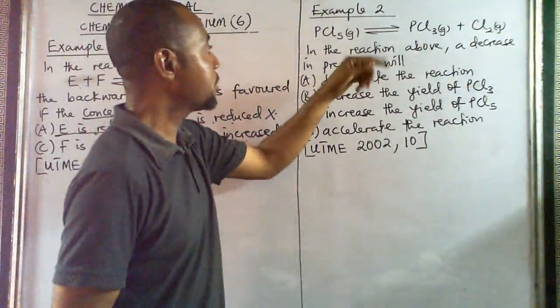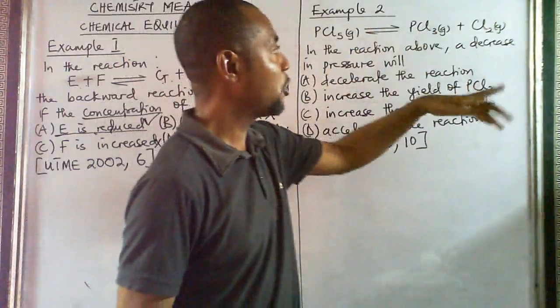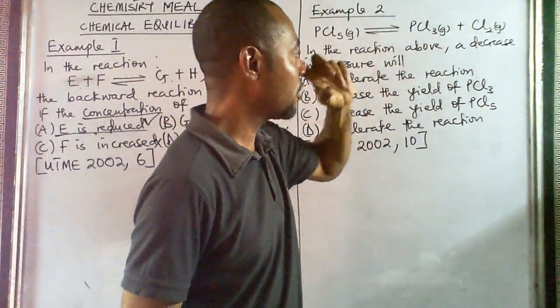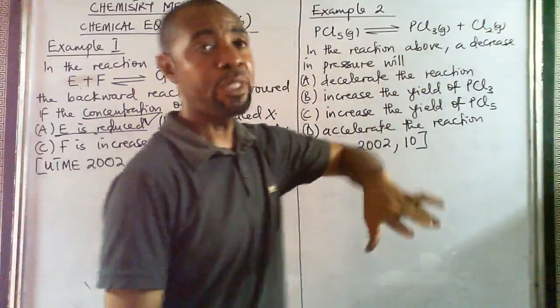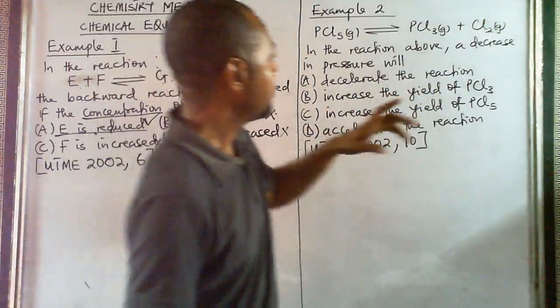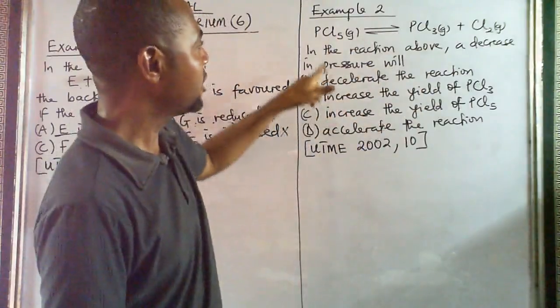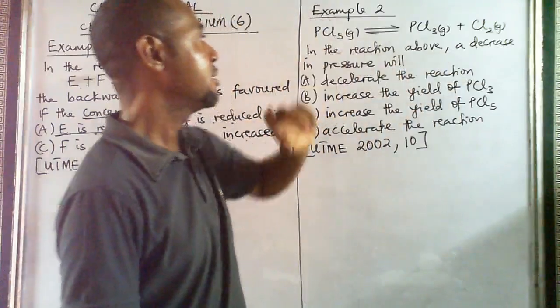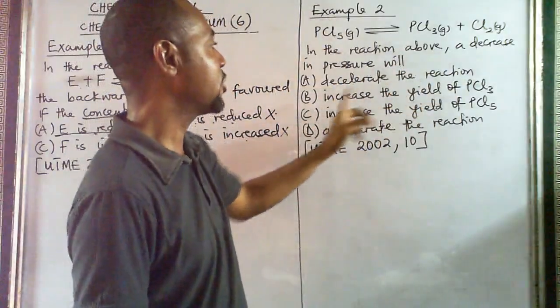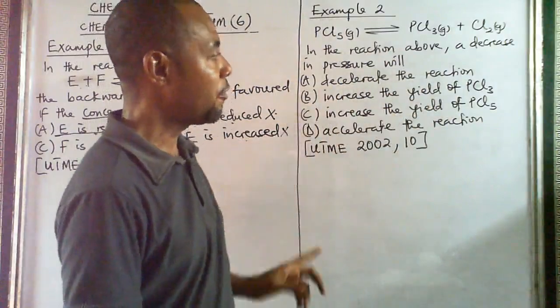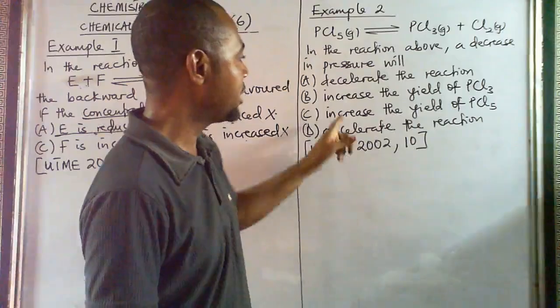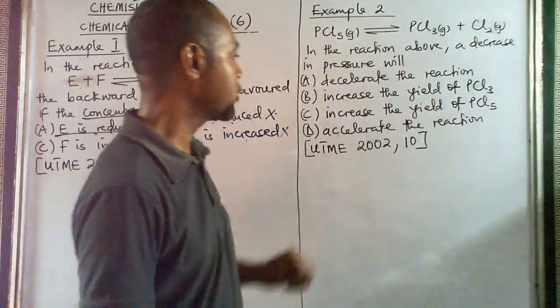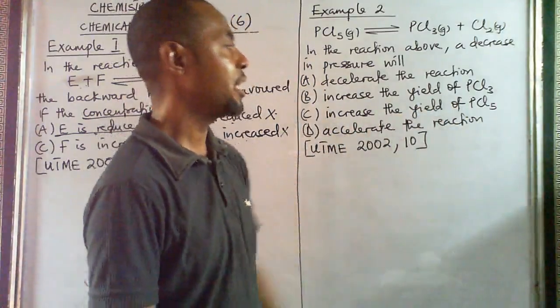We have phosphorus pentachloride decomposing to phosphorus trichloride and chlorine. So this is another equilibrium reaction. They say in the reaction above, a decrease in pressure will do what? Decelerate the reaction, increase the yield of phosphorus trichloride, increase the yield of phosphorus pentachloride, accelerate the reaction.